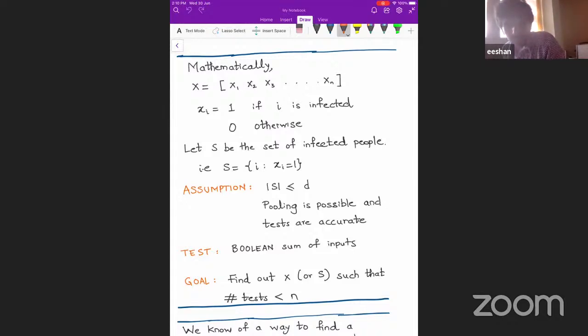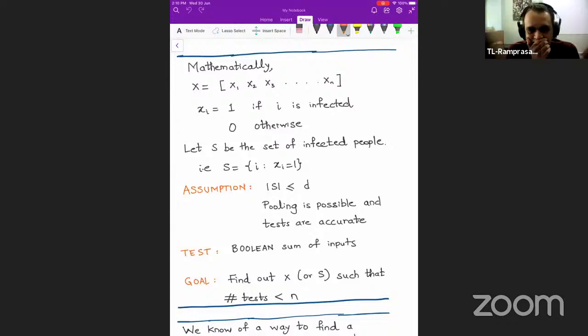What is the pooled test? It is just the Boolean OR of inputs. Let us say I group 1, 2, 3. The output of the test is just X1 or X2 or X3. If any one of them is infected, the test result is positive, else it is negative.